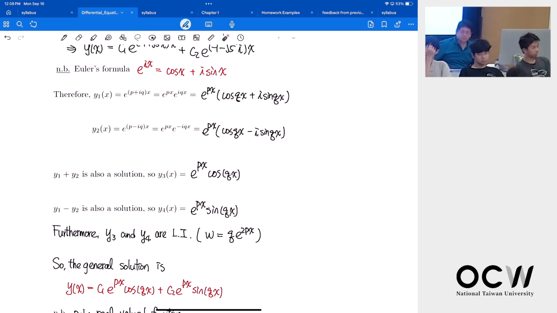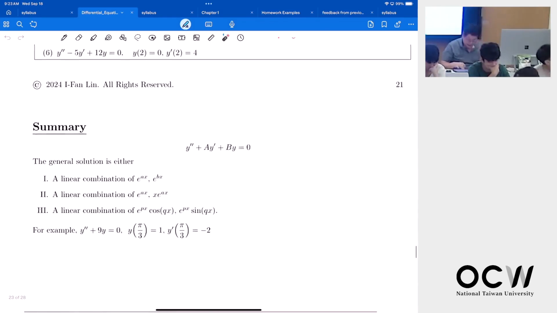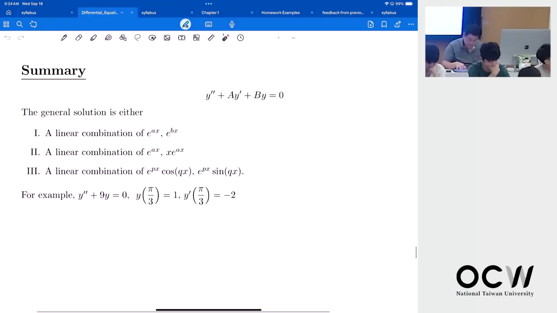Okay, thank you. So here is the summary. The solution is either two different exponentials, or the same exponential, but the second one times x. Or for complex roots, we have exponential times cosine and exponential times sine.